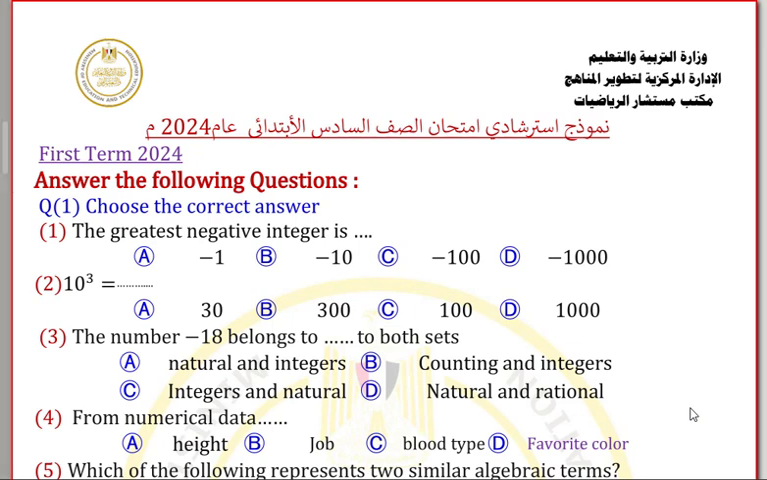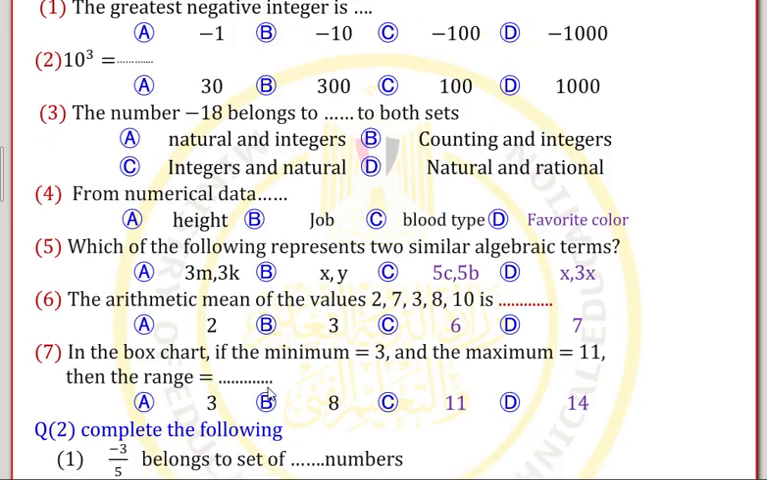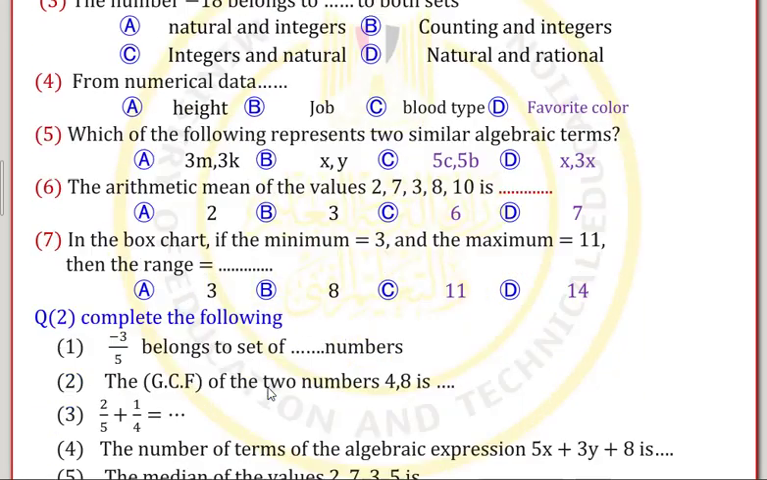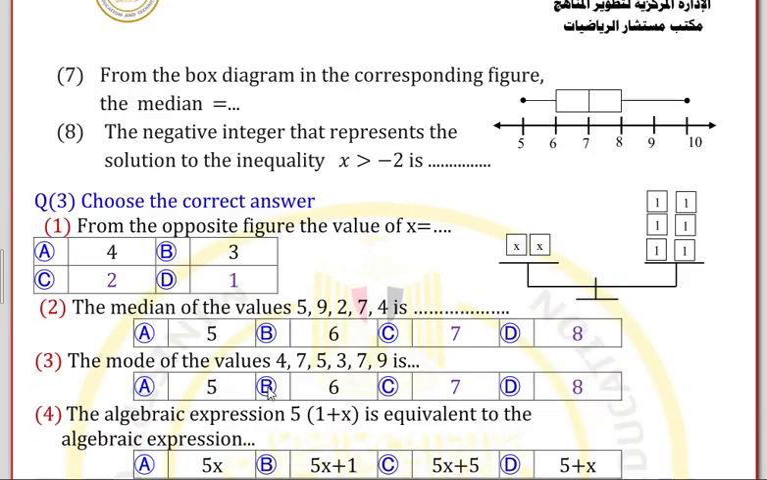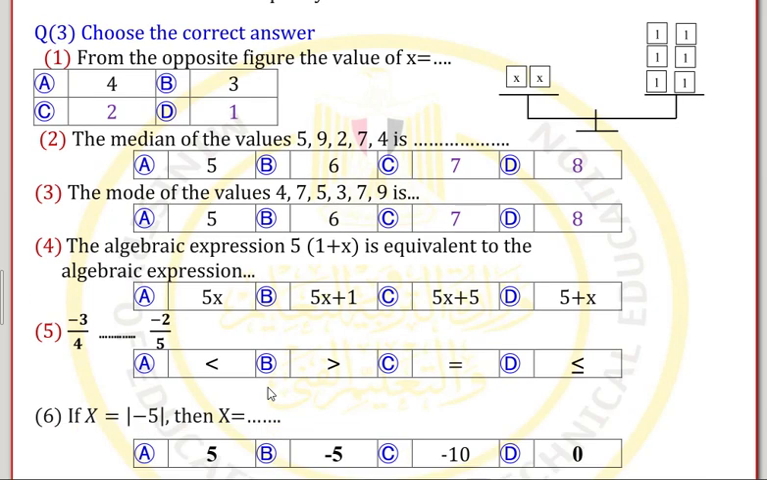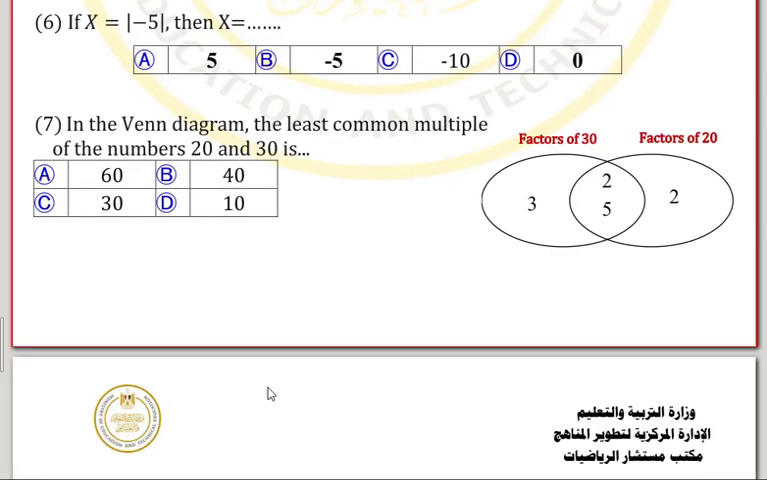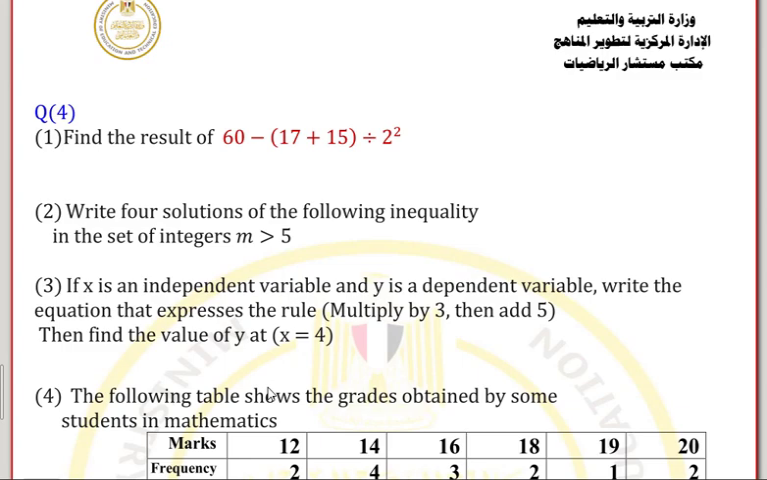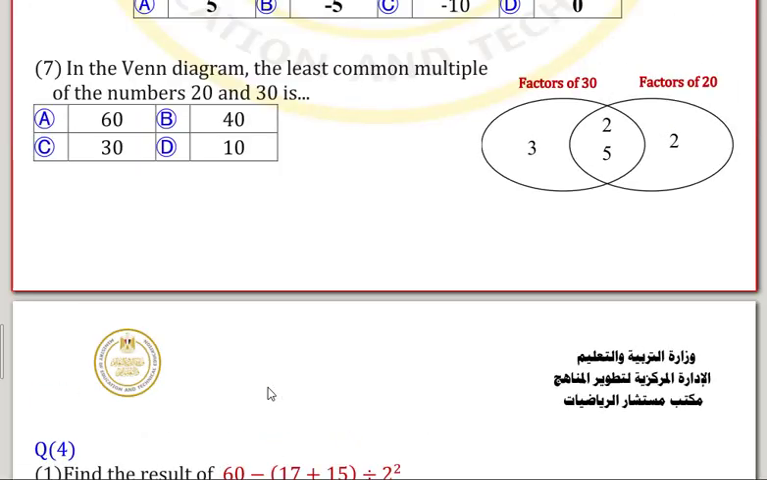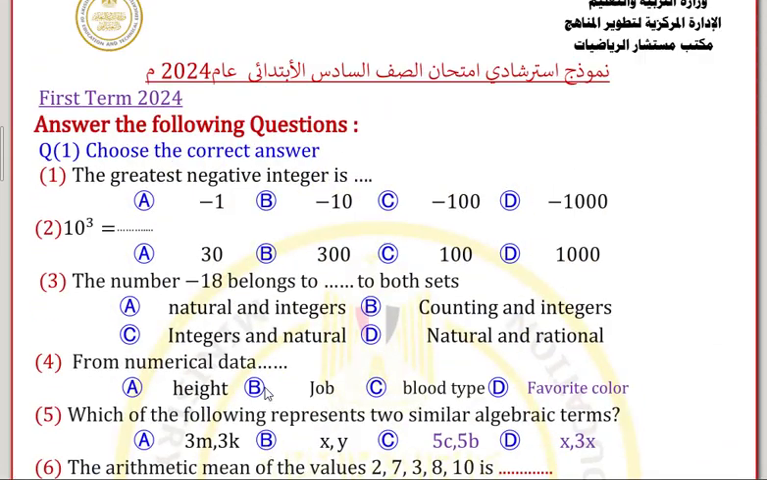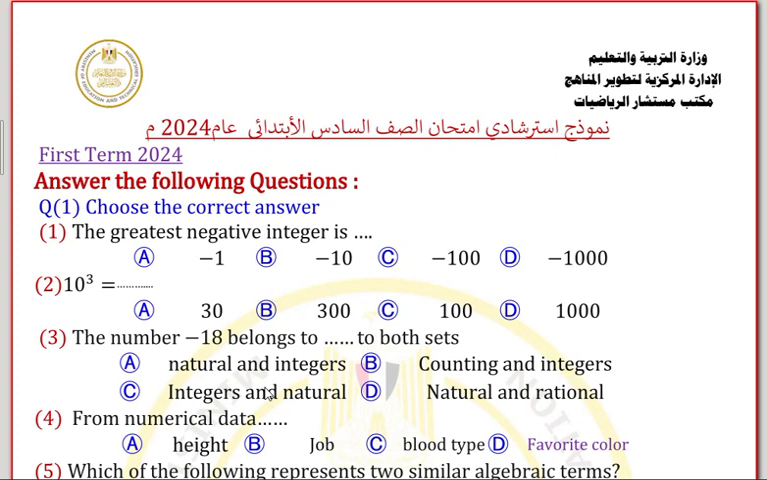We will start by question 1. Choose the correct answer. The choose section here has 7 questions. Question 2, complete, has 6 questions. Question 3, choose also, has 7 questions, and the last question, question number 4, has 4 points. So yalla, let's start this exam, this model.